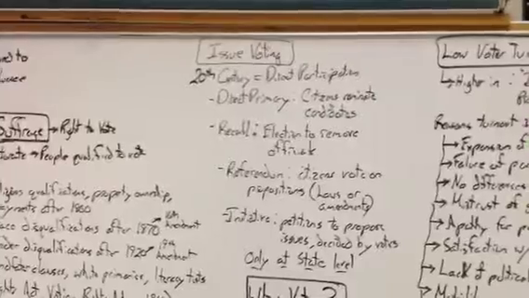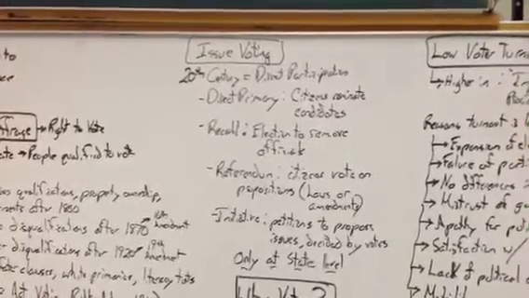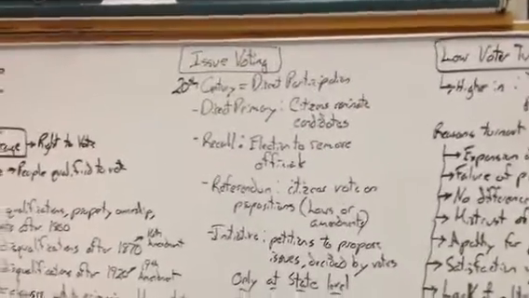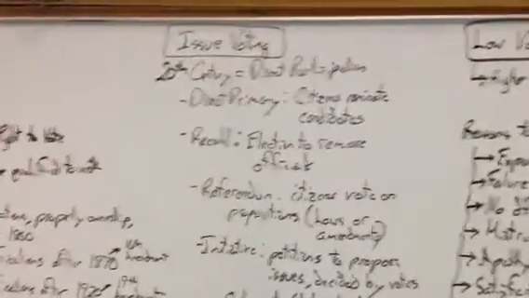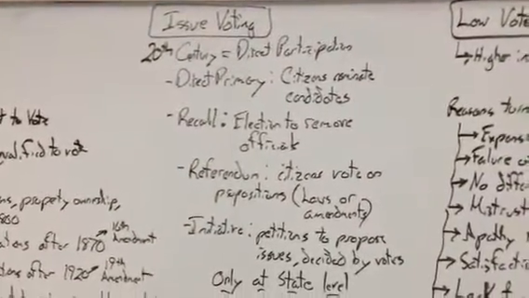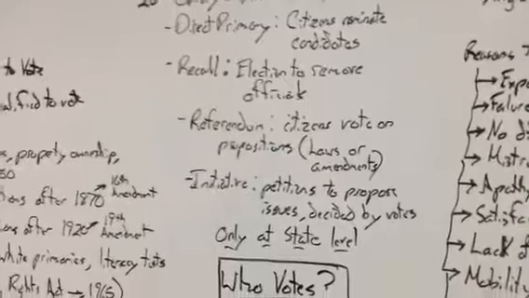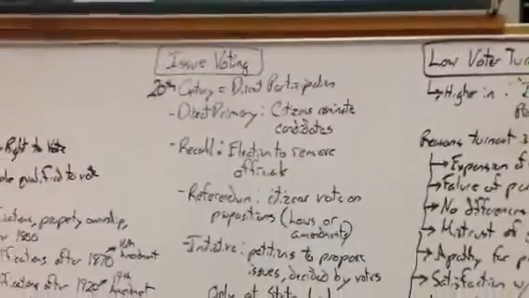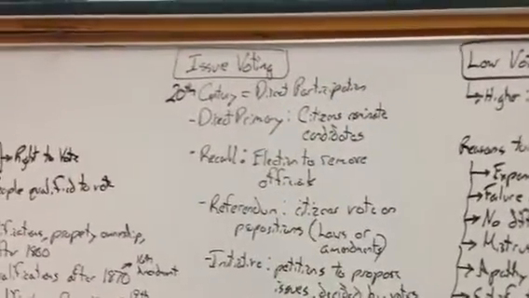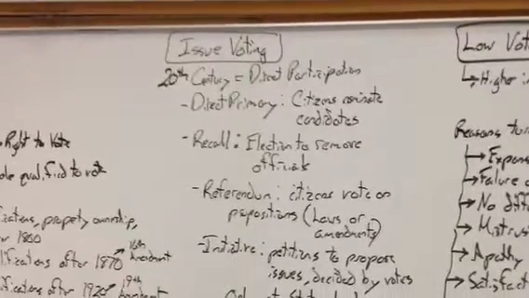In the 20th century, we've seen with the progressive movement, it has led to greater forms of direct participation, getting citizens to actually participate in government. And there are several methods of direct participation: direct primary, recall, referendum, initiatives. Direct primary, this is when, during the primary season, citizens are allowed to help nominate candidates. That is a form of direct participation.